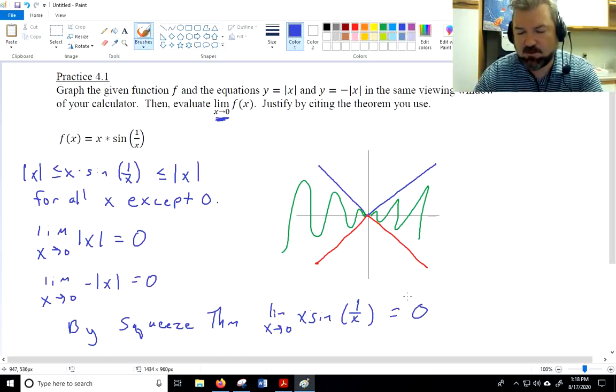And while we're at it, make sure you're not doing anything silly like saying, by the squeeze theorem, it's 0. Please do not use pronouns. What is 0? Be very explicit in your work. It's time to practice writing like a mathematician.